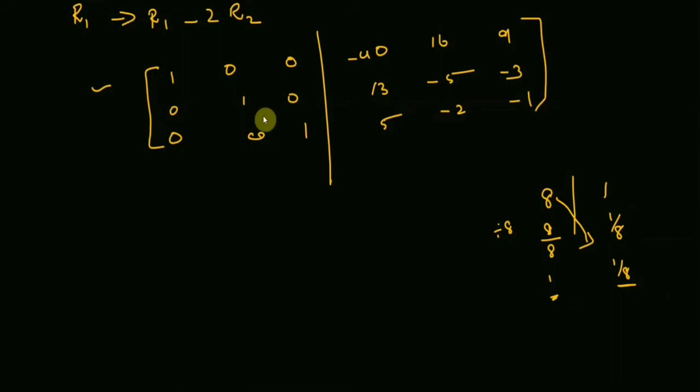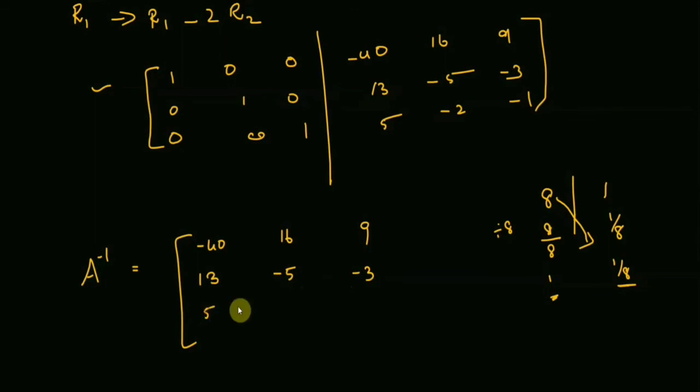The matrix has changed to identity. This has changed as inverse. So A inverse is, so matrix by the Gauss-Jordan method, we have found the A inverse, and A inverse is equal to minus 40, 16, 9, 13, minus 5, minus 3, 5, minus 2, minus 1. So this is the inverse of A.